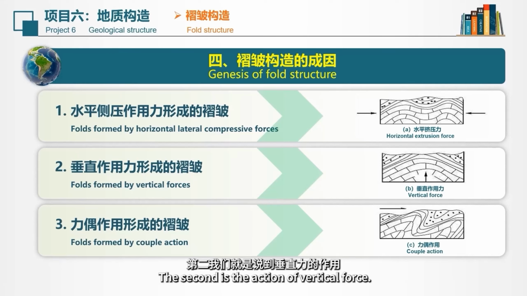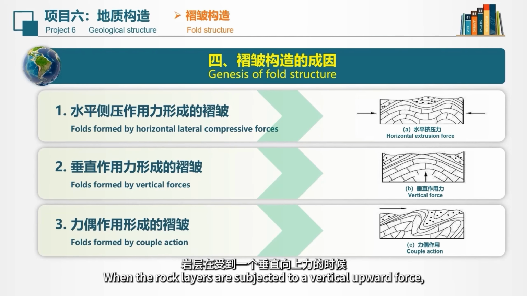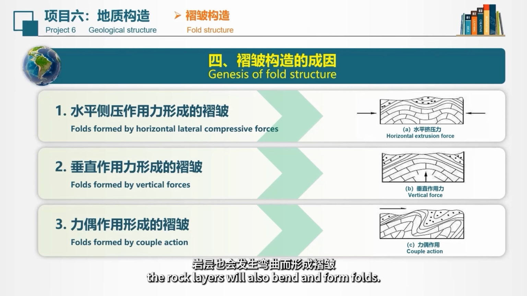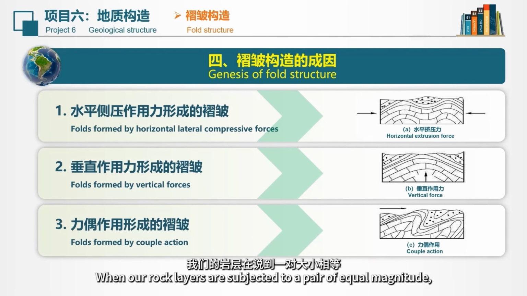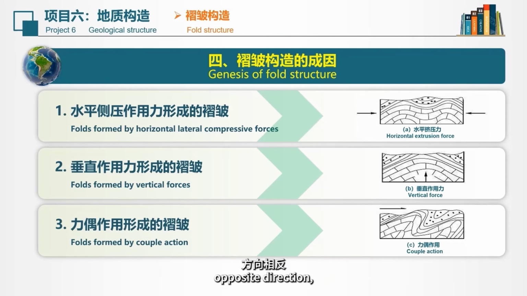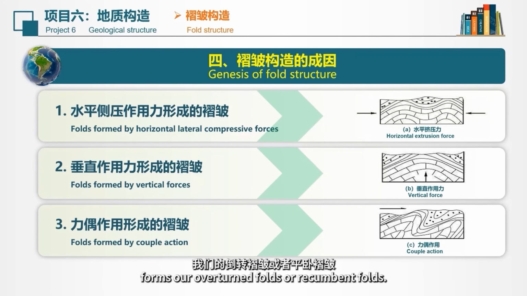The second is the action of vertical force. When the rock layers are subjected to a vertical upward force, the rock layers will also bend and form folds. The third is the action of a force couple. When our rock layers are subjected to a pair of equal magnitude, opposite direction, and parallel forces, they will also bend and form folds. This kind of cause generally forms our overturned folds or recumbent folds.